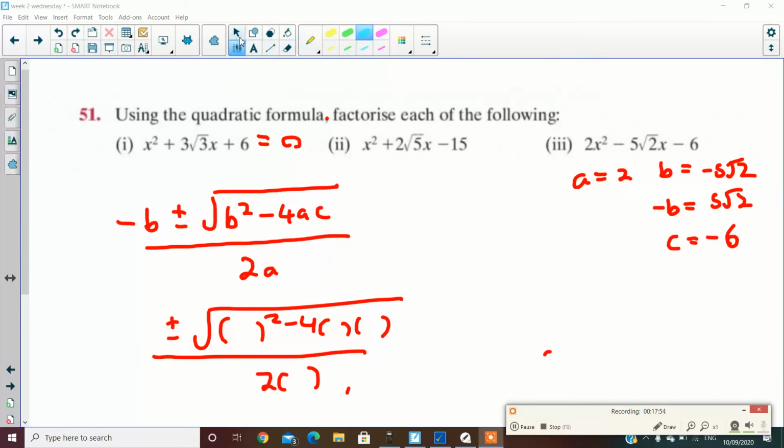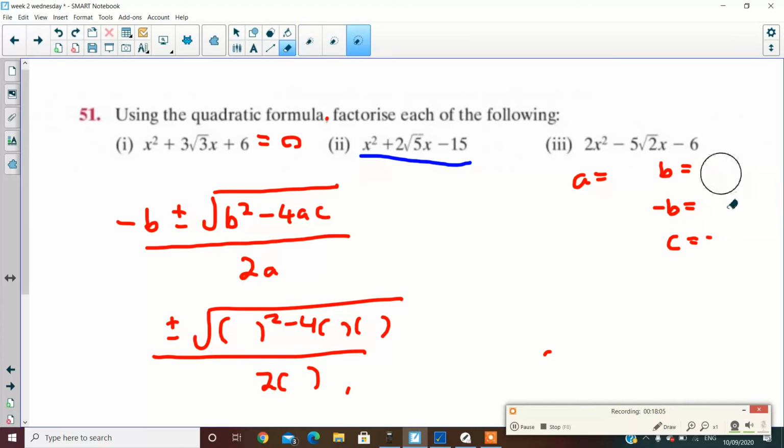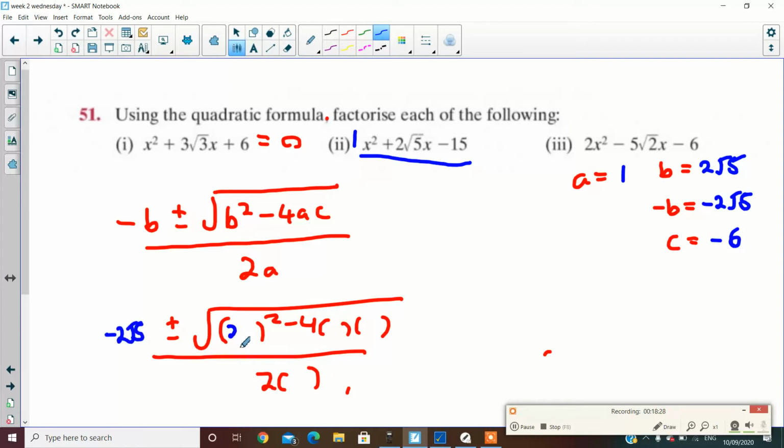Question 51 part 2. A, B, and C values are different this time. A is 1. B is 2 root 5. Minus B is minus 2 root 5. C is minus 6. Plug it in. Minus 2 root 5, 2 root 5, 1, minus 6, all over 2 times 1.